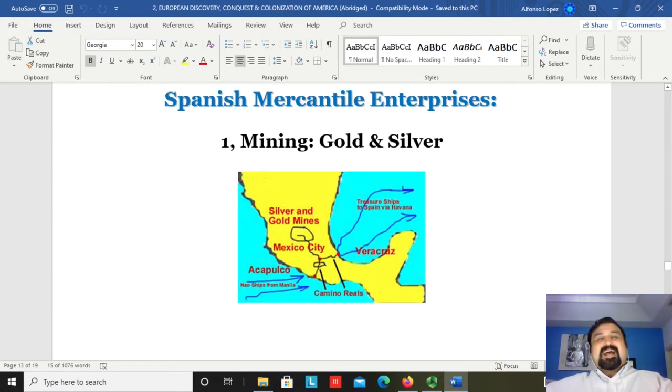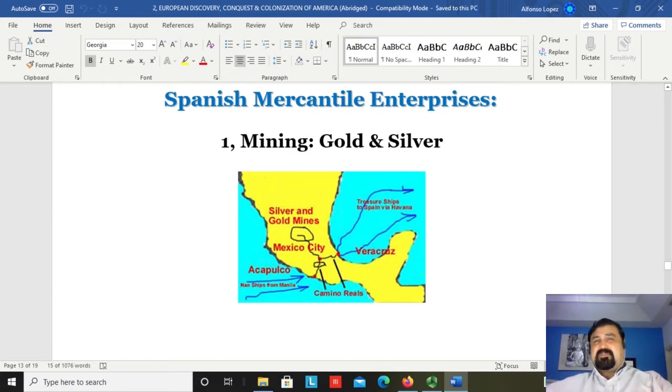Okay, what we call mercantile enterprises. Remember, mercantilism is an economy based on international trade. So a mercantile enterprise is any enterprise that will generate a product or extract a resource that is valuable in the world market. So it's for exports. All mercantile enterprises are export based. In other words, it's for exports. So first and foremost, when the Spanish arrived, one of the first enterprises they established were mining enterprises.